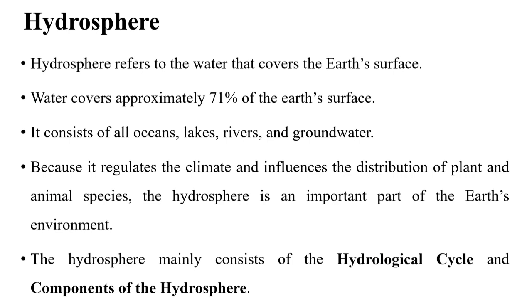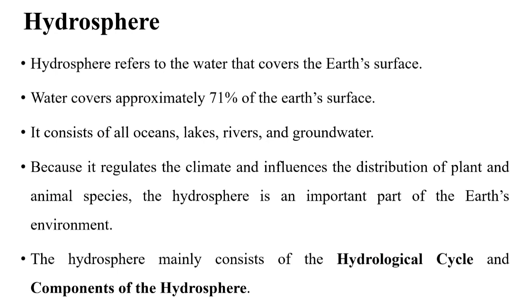Because it regulates the climate and influences the distribution of plants, because plants generally depend on water for the preparation of their food, so they grow more wherever water is present. So it influences the distribution of plant and animal species. The hydrosphere is an important part of the Earth's environment because it regulates the climate, and how it regulates the climate we will see in our next slide, and also influences the distribution of plants and animals. We also depend on water.